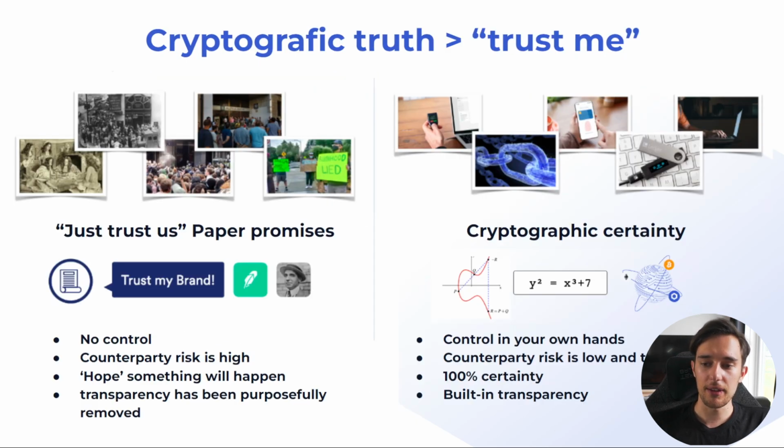Here it shows the benefits of cryptographic truth versus trust-me paper promises, where with cryptographic truth, you have full control in your hands, there is built-in transparency, and there's 100% certainty that things are going to happen, or you will get your money back. With paper promises, it's the exact opposite. You have no control and you never have 100% certainty if something will actually happen.